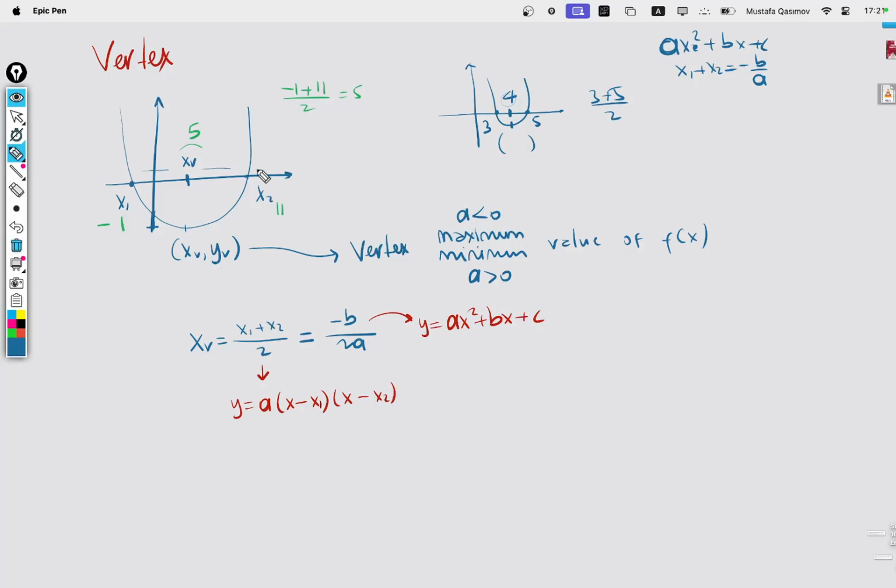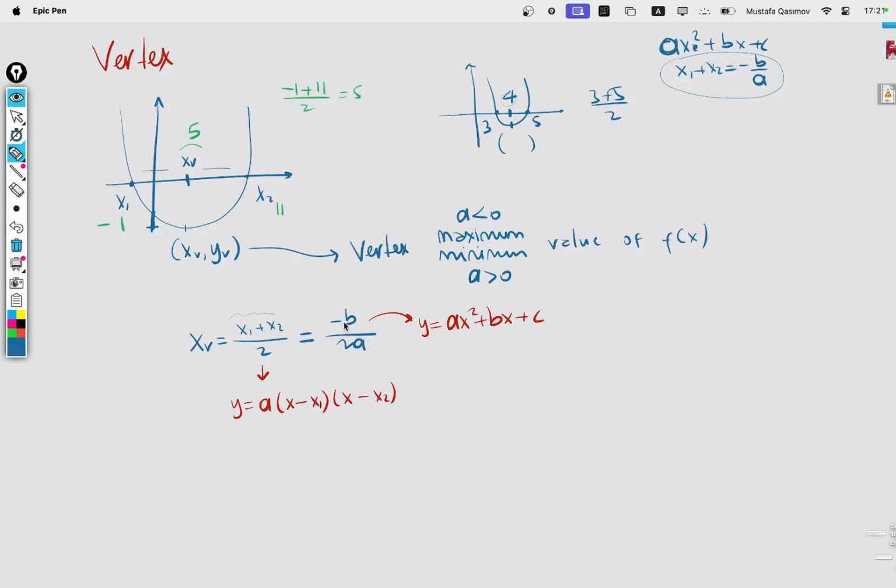Any question? Can you please repeat this part because my internet connection was gone. Did you understand this formula? x1 plus x2 over 2. So then we have to do substitution like that. Put negative b over 2a instead of x1 plus x2. It's all.